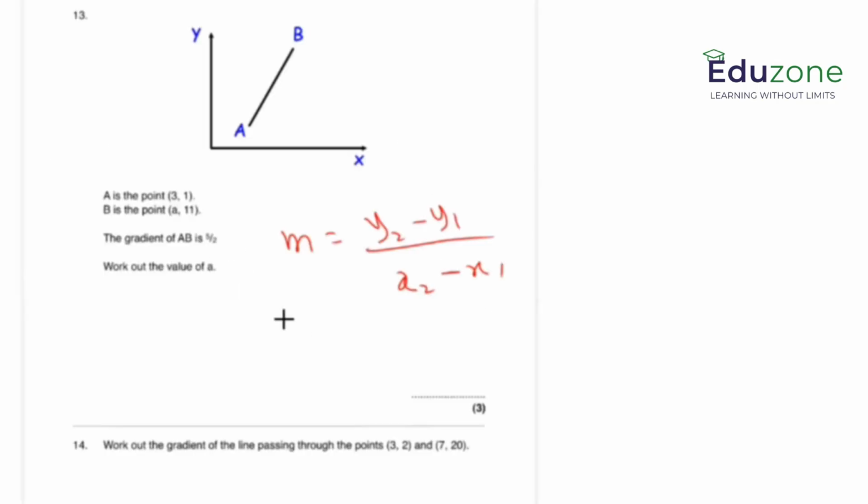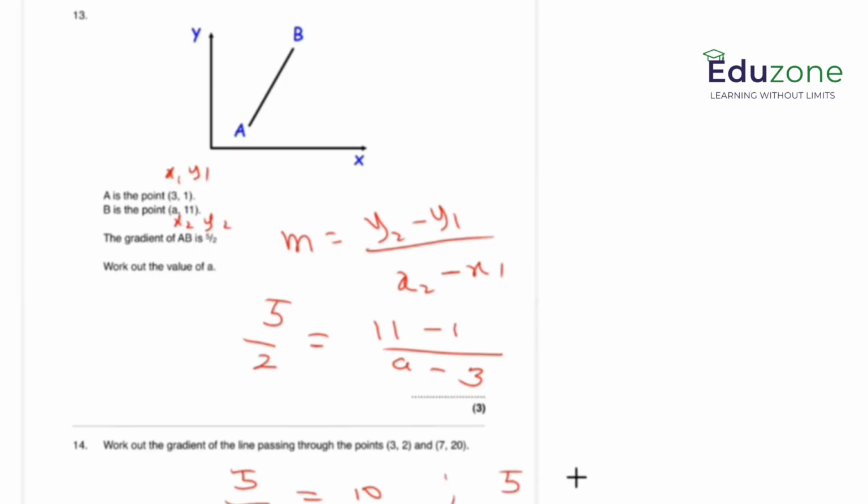Since our gradient is 5 over 2, you can say 5 divided by 2, because the first point is x1, y1 and the second point is x2, y2. So y2 minus y1, that's 11 minus 1, over x2, a minus 3. That means 5 over 2 equals 10 over a minus 3. We cross multiply. That will be 5 into bracket a minus 3 equals 20. So we divide both sides by 5, a minus 3 equals 4. a equals 4 plus 3, and that will be 7.